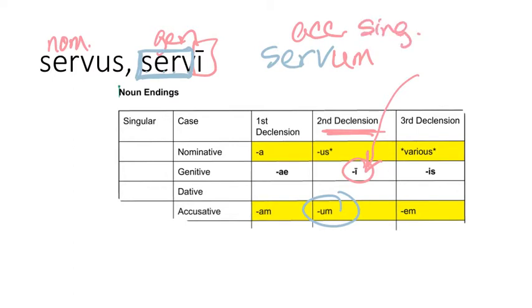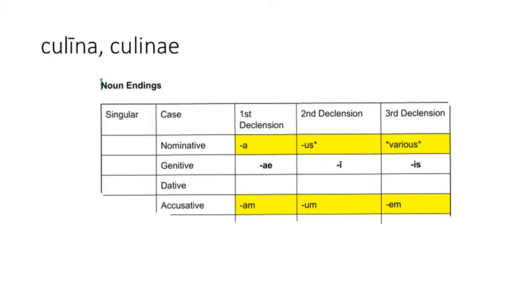Okay, let's go through a couple more examples. Here's another dictionary entry for the word kitchen, culina, culinae. Remember, the first word is always the nominative case, and the second word is always the genitive case. To figure out what declension this is, I'm going to look at the genitive, culinae, and I see the ending AE. Here's AE in the first declension. So culina, culinae is a first declension noun.